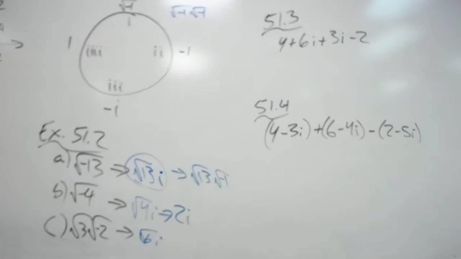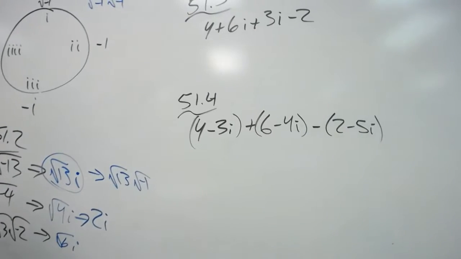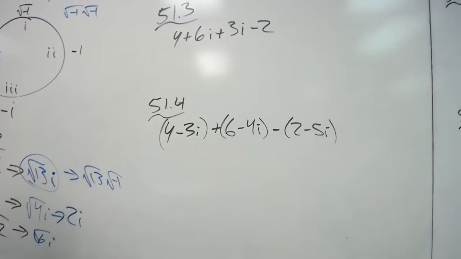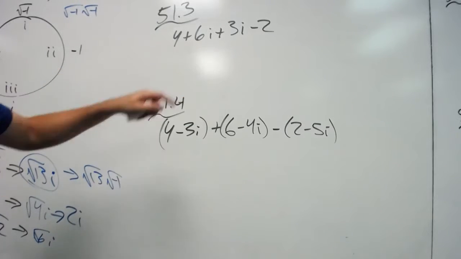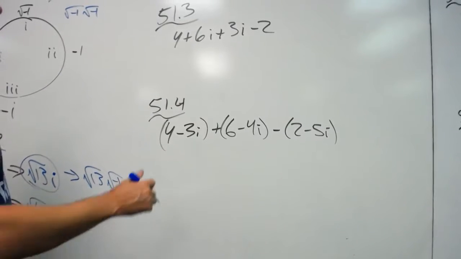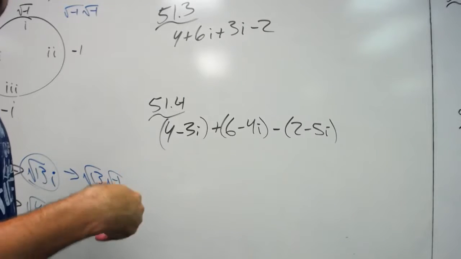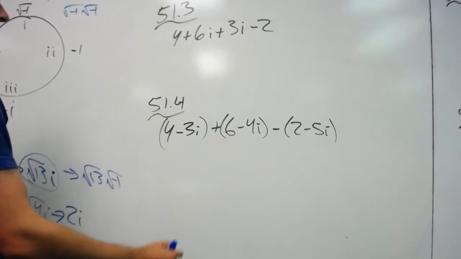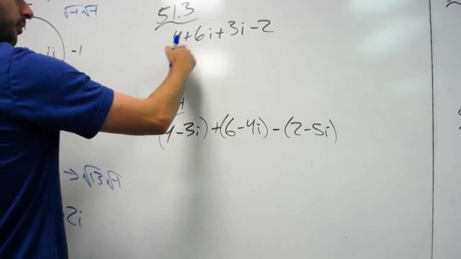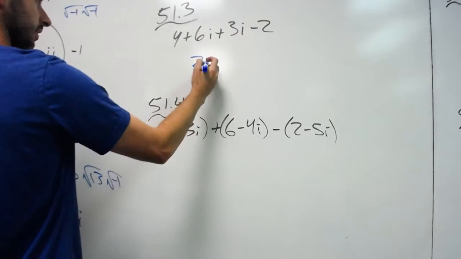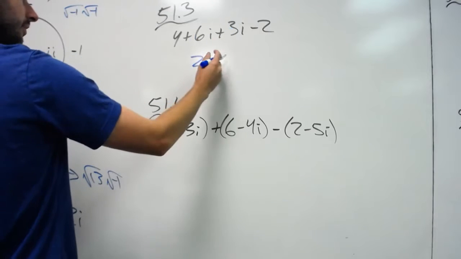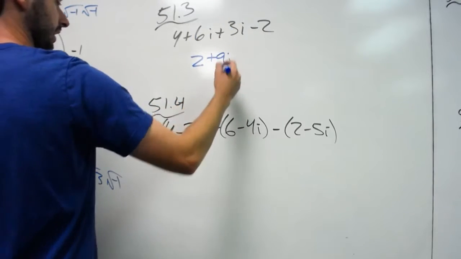Example 51.3 says, what if you have all of these? And it says to add them. Well, all you have to do is treat these like they're like terms, just like we've done with the variable x or whatever other variable. So we can add 4 minus 2, that's 2, and 6i plus 3i, being positive 9i, and that would be your answer.